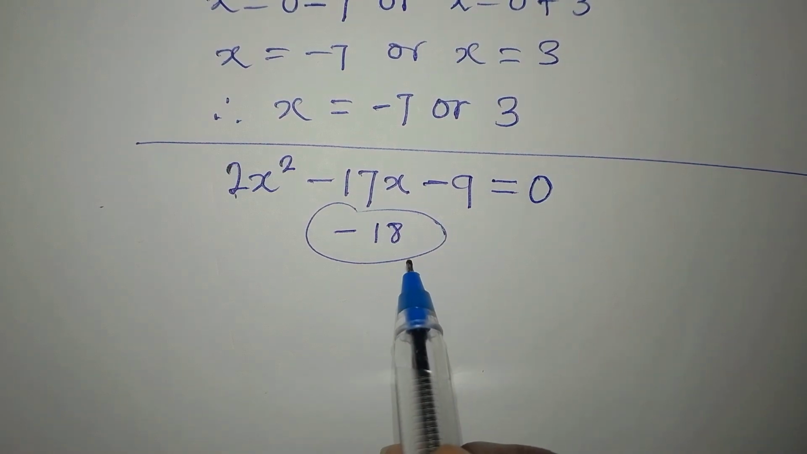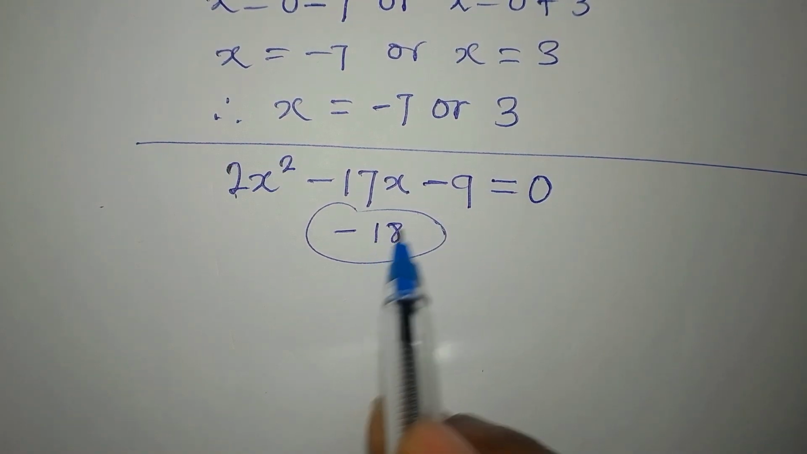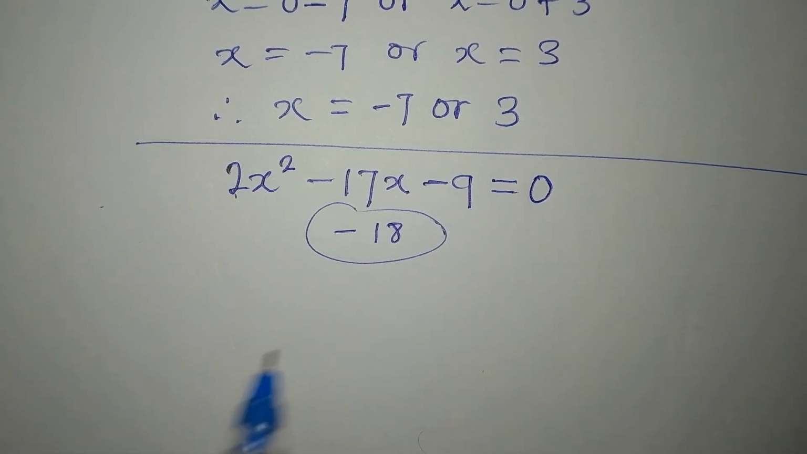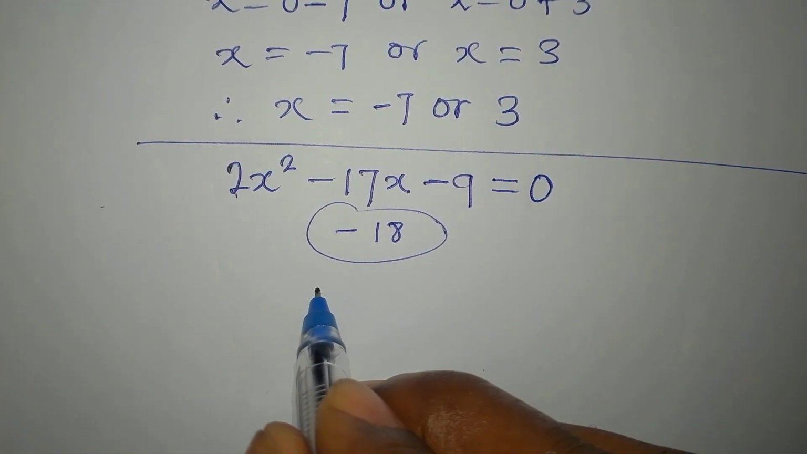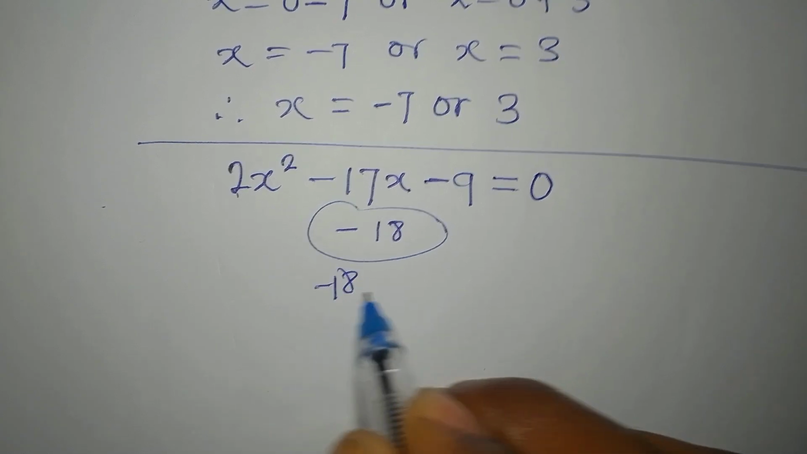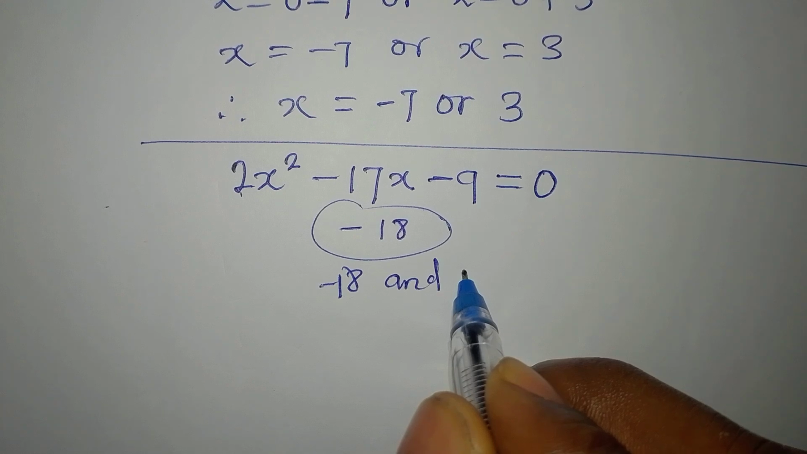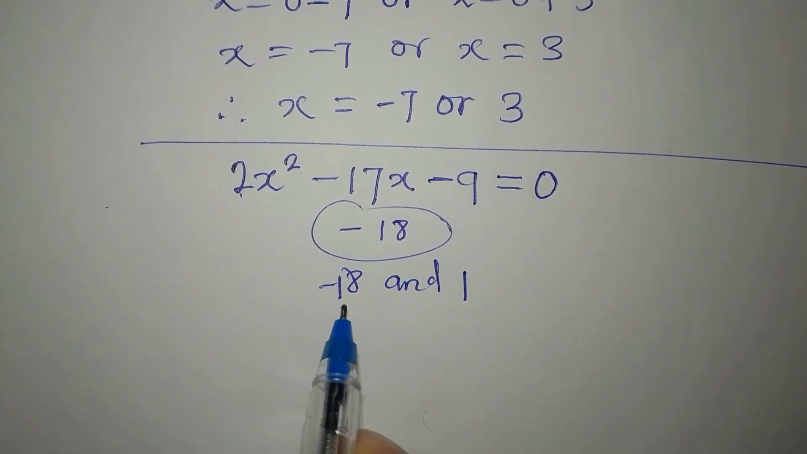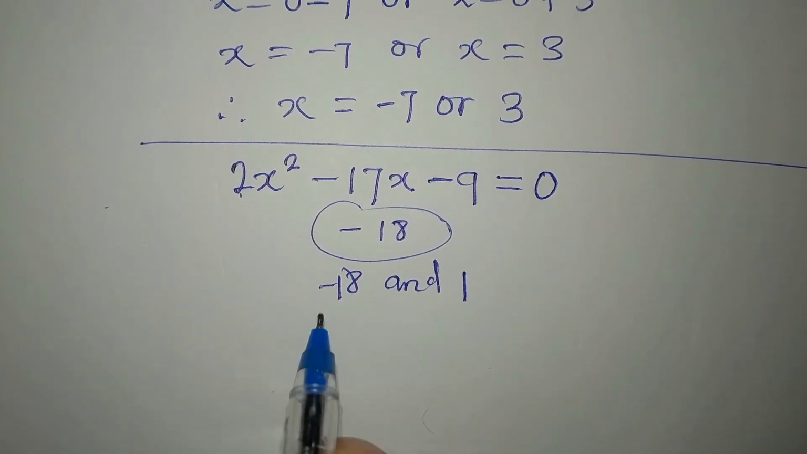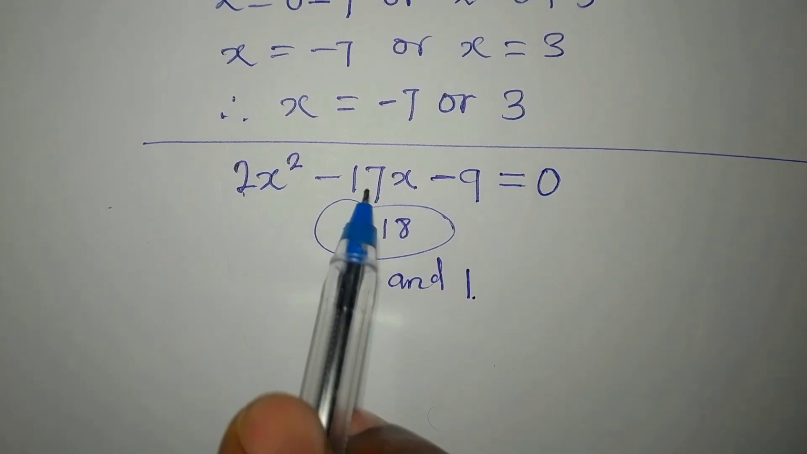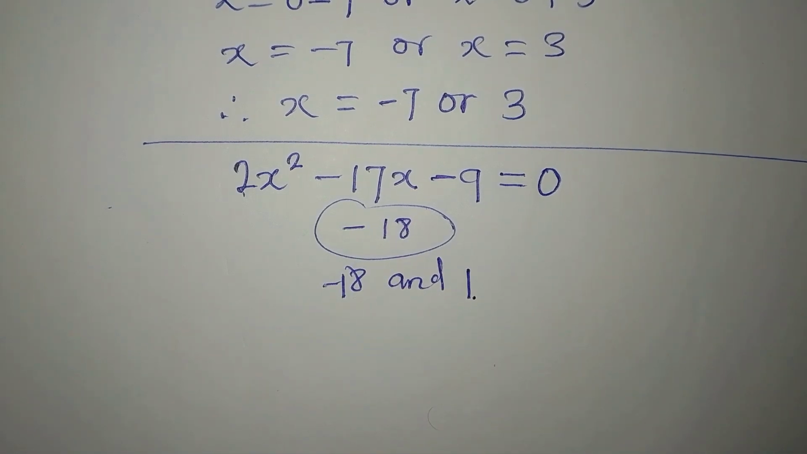Two numbers multiplied to get minus 18, and you know how I got the minus 18? 2 times minus 9. I think the two numbers will be minus 18 and 1, because minus 18 times 1 will give us minus 18, and minus 18 plus 1 will give us minus 17. So we are good, right?